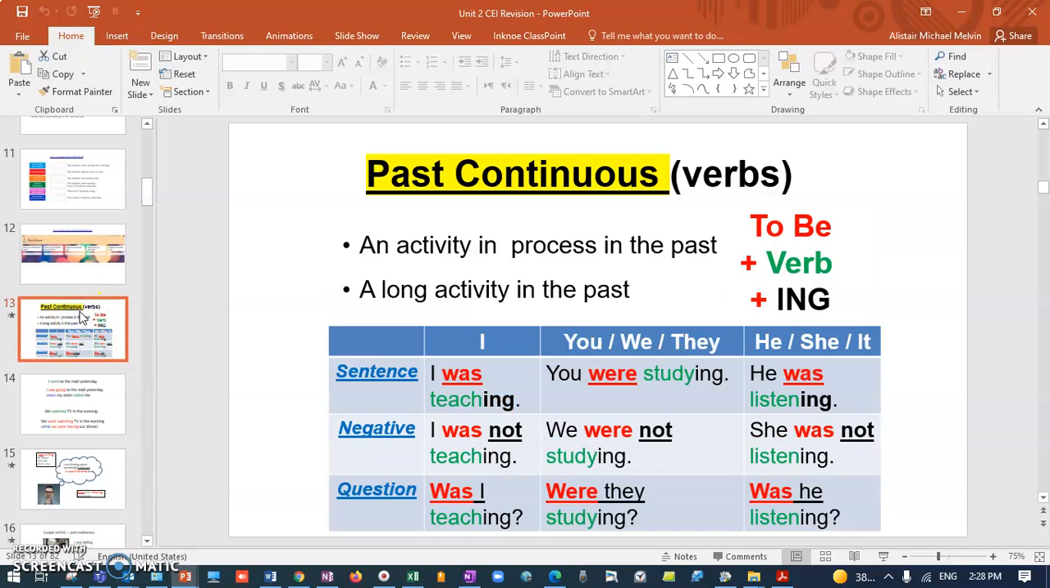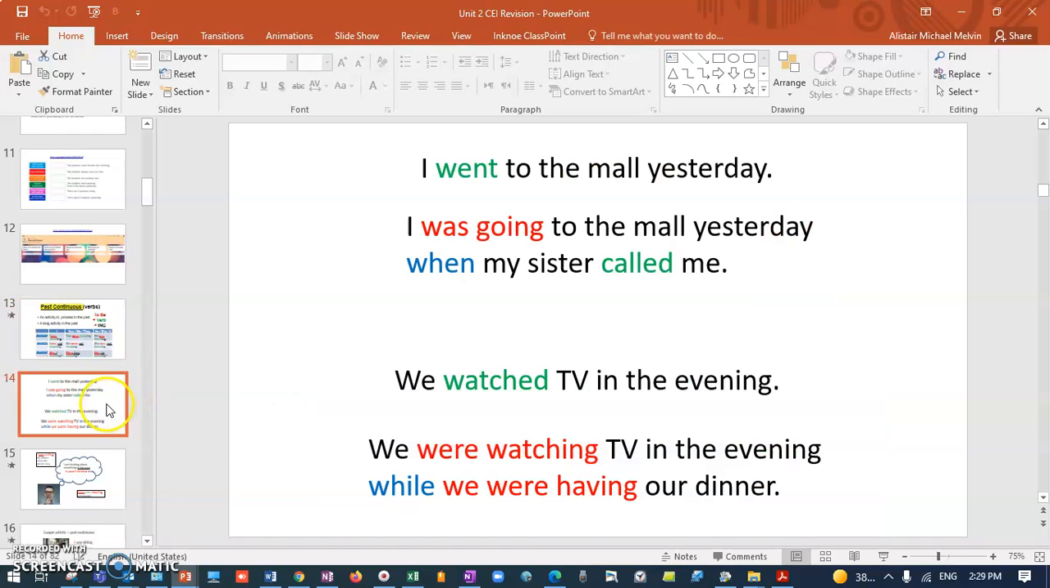This one, past continuous. So you see here, past continuous also uses verb be, but we have another verb and we have ing. So it's similar to present continuous, just we use was or were instead of am, is, are. Right. So here are some examples.